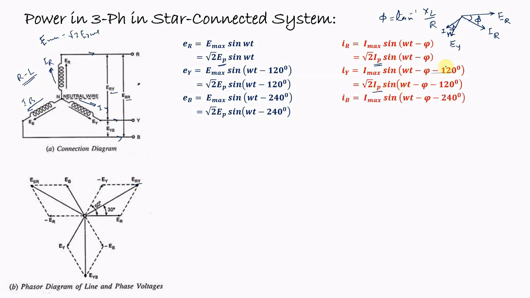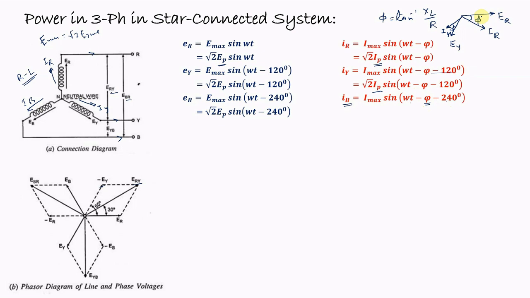And again for the B phase. B phase voltage is lagging the R phase voltage by 240 degrees, and B phase current is lagging the B phase voltage by an angle of phi. Therefore, the position of the B phase current will be omega t minus phi minus 240 degrees with respect to the reference line.